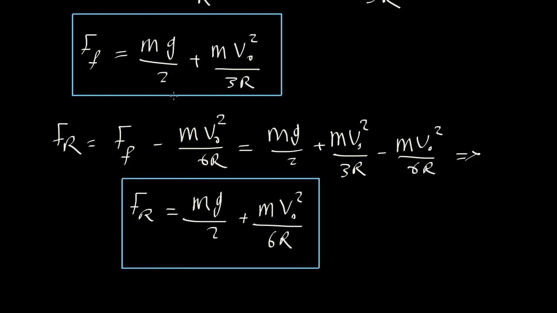So before entering the curve path, the force at both wheels was mg over 2, and after entering the curve path, the force at both wheels actually got increased. And it increases more for the front wheel compared to the rear wheel. So this is for this example.